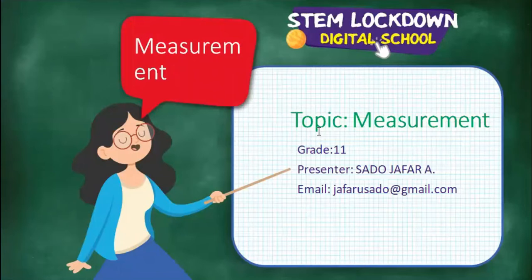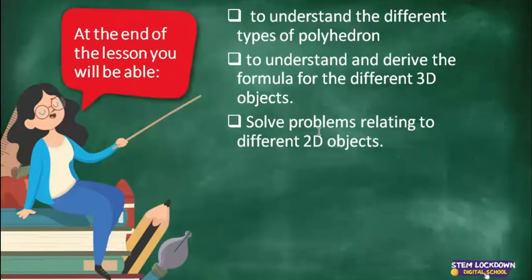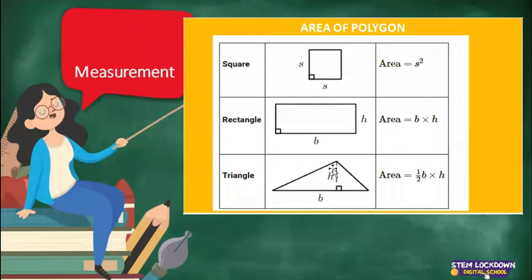At the end of today's topic, you should understand the different types of polyhedrons, which we looked at yesterday, but we're going to carry on with it today. You must also understand how to derive the formulas for 2D objects and solve problems related to them. We'll start with area of polygons.